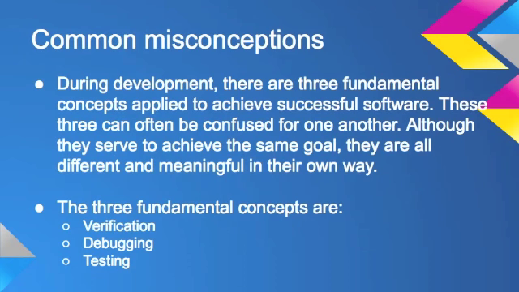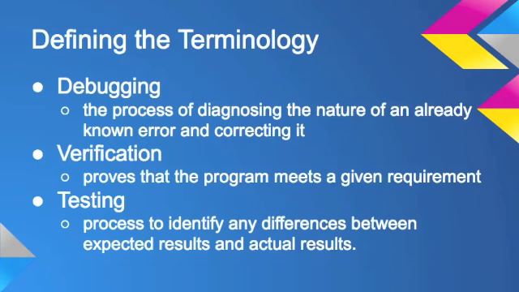During development, there are three fundamental concepts applied to achieve successful software. These three can often be confused for each other. Although they serve to achieve the same goal, they are all different and meaningful in their own way. Debugging is the process of diagnosing the nature of an already known error and correcting it. Verification proves that the program meets a given requirement. Testing is a process to identify any differences between the expected results and the actual.